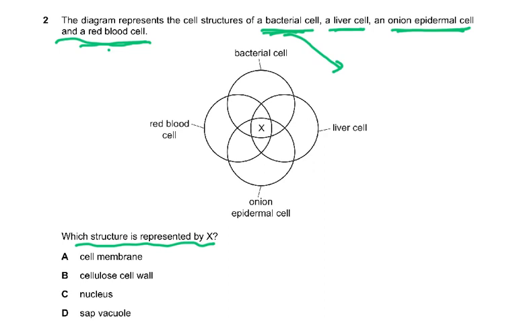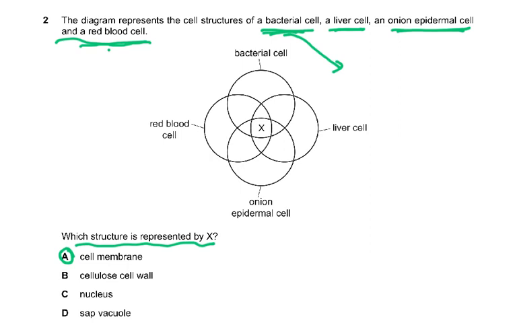So what is the thing which is common to all four of them? This is what you had to understand, what is common to all four of them. So if you knew that a red blood cell does not have a nucleus, that is why the answer is A. Cell membrane is common to all of them.